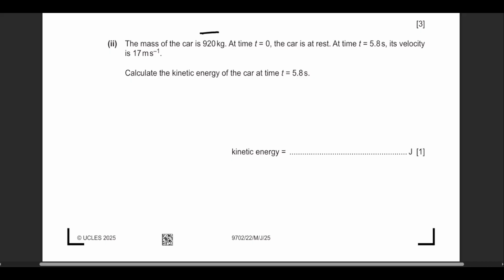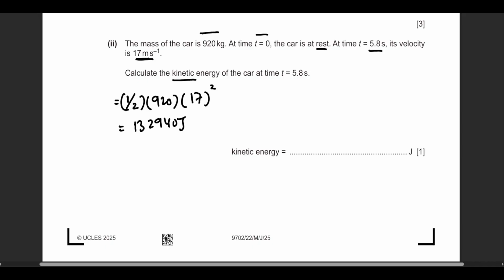The mass of the car is 920. It starts at t = 0 and runs for 5.8 seconds. The car starts at rest. Its velocity at the end is 17 meters per second. He asks, what's the kinetic energy? So simply applying the formula, half times 920 times the velocity gained, 17. But don't forget about the square. This is going to come out as 132940 joules, and to 2 significant figures, this will be 1.3 × 10⁵.